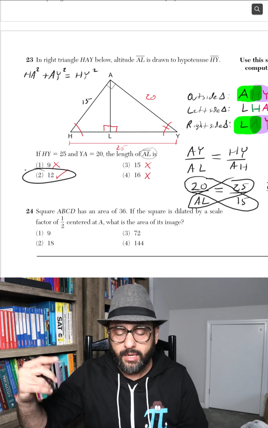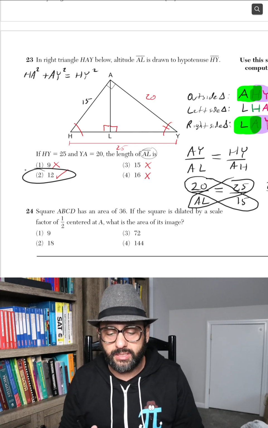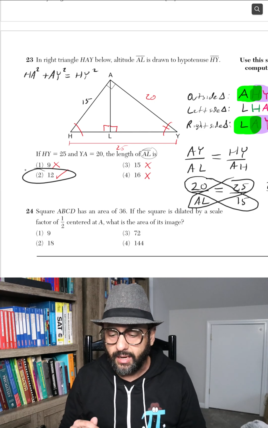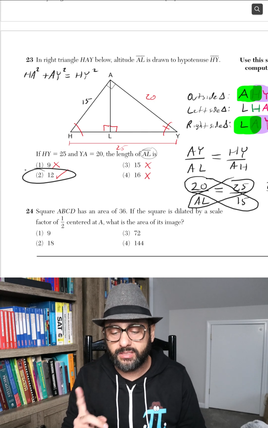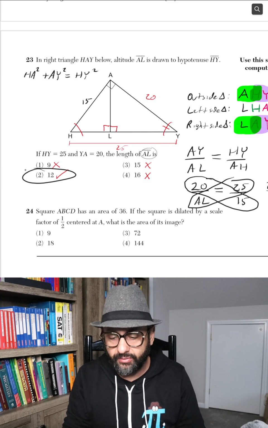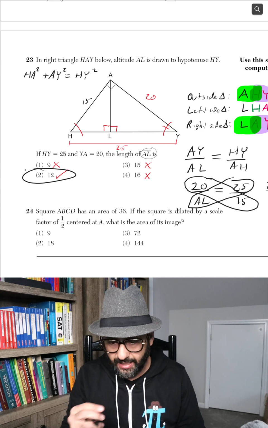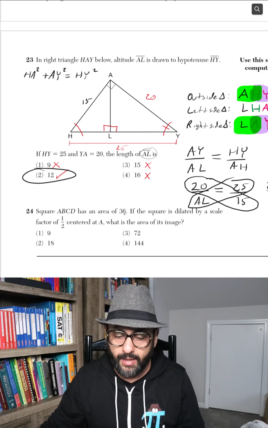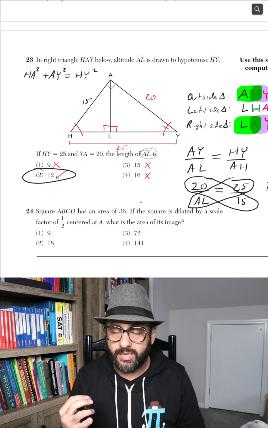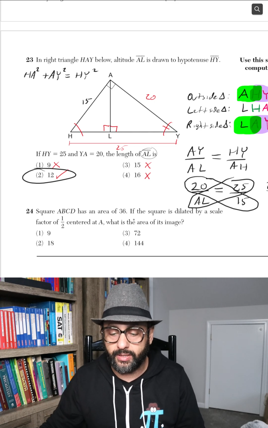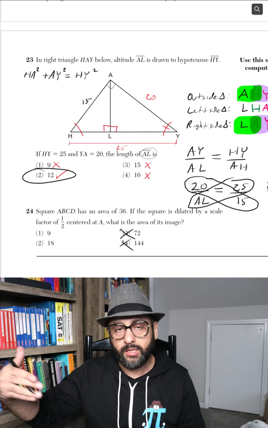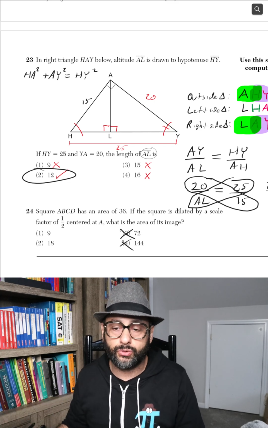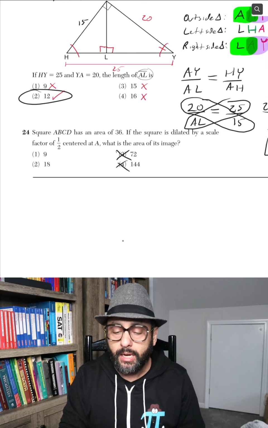Let's keep at it. Number 24, square ABCD has an area of 36. If the square is dilated by a scale factor of 1/2, centered at A, what is the area of its image? Is it 9, 18, 72, or 144? Since I'm dilating by a scale factor of 1/2, I'm shrinking the square, which means that it can't be 72 or 144 because those are bigger than 36. I'm already down to 2 choices. So how do I do this problem?